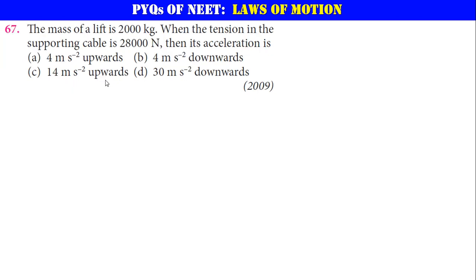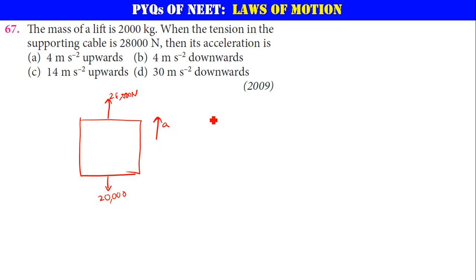Yes. Next, the mass of a lift is 2000 kg. There is a lift here, its mass is 2000 kg. Very good. The tension in the supporting cable is 28,000 newton. So the mass of this lift is 2000. That means it will be experiencing a gravitational force of 2000 times g value 10. Since the answer is not in terms of fractions, you can directly take g value as 10. No problem. So it will be 20,000. Okay, 20,000 and 28,000, which is more? Definitely this one is more. So acceleration should be in this direction.